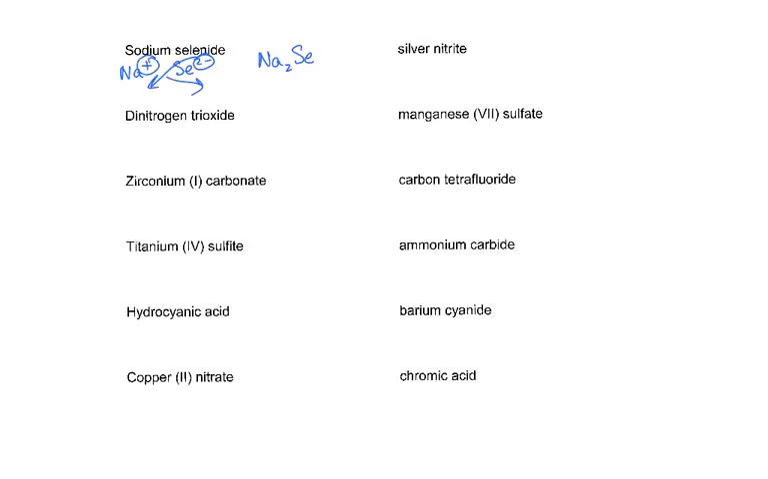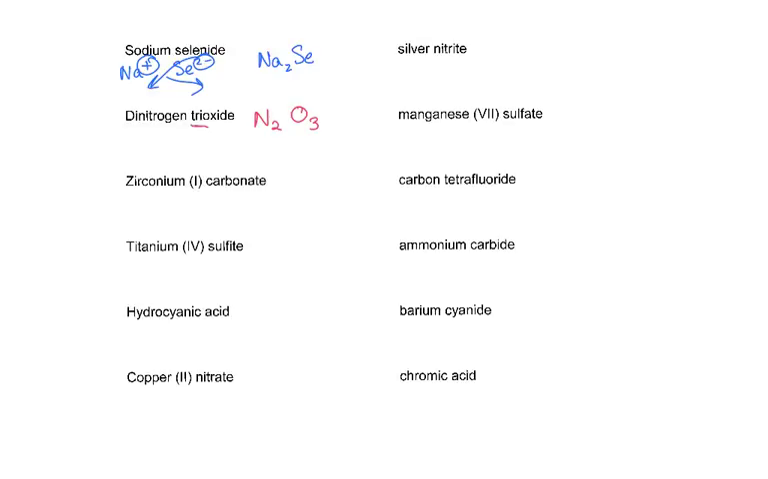Next one, dinitrogen trioxide. This is covalent, so no ions here. So nitrogen, but it's dinitrogen, so 2 nitrogens. Oxide is oxygen, but this is tri, so O3, so N2O3.